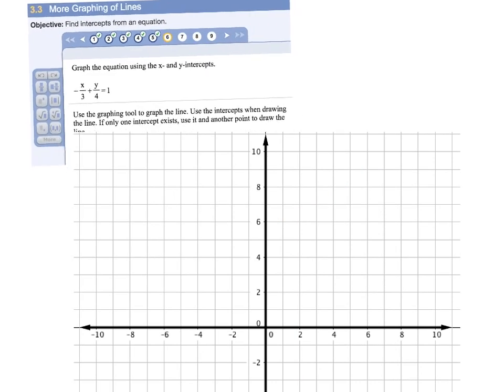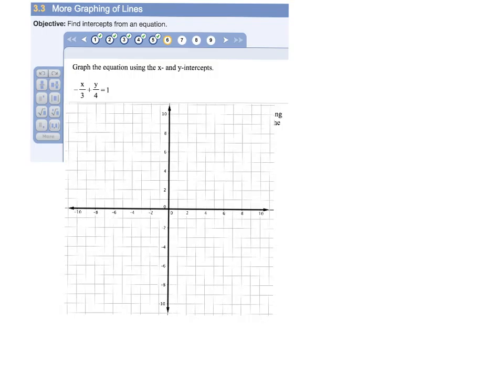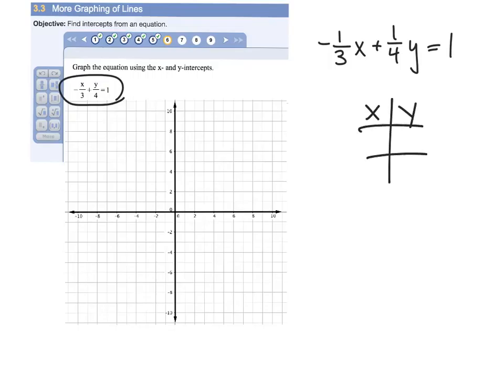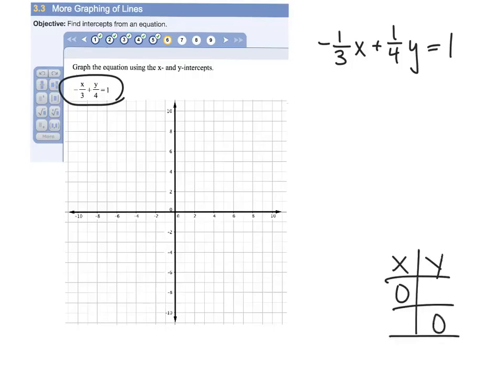All right, for this one, it's the exact same thing, only we are going to do a little bit of magic here. So when you have that equation right there, I'm going to rewrite it in a slightly different way. So it becomes negative 1/3 x plus 1/4 y is equal to 1. So there is our equation. And again, of course, we're going to have the x, y table. And we know that x is going to be 0, and then y is going to be 0.